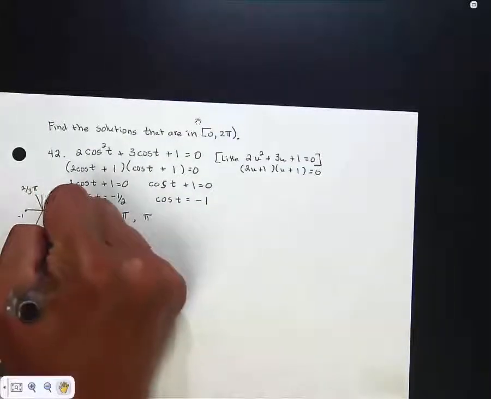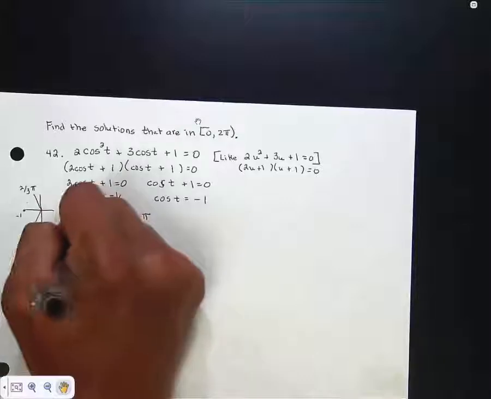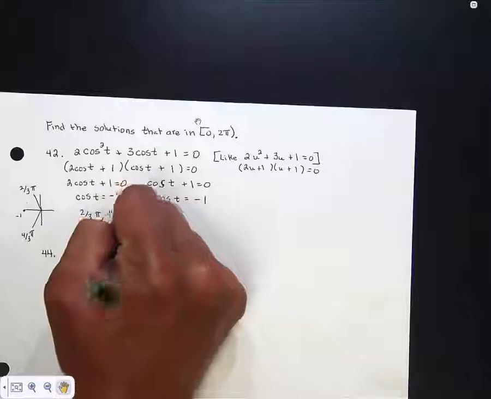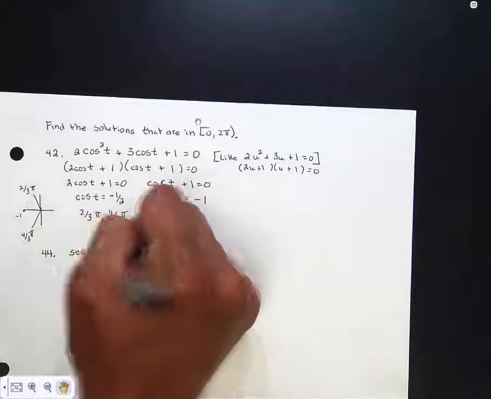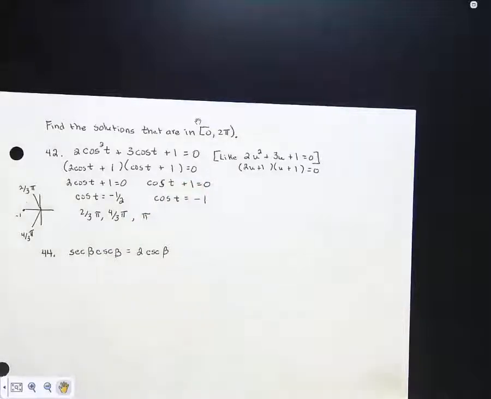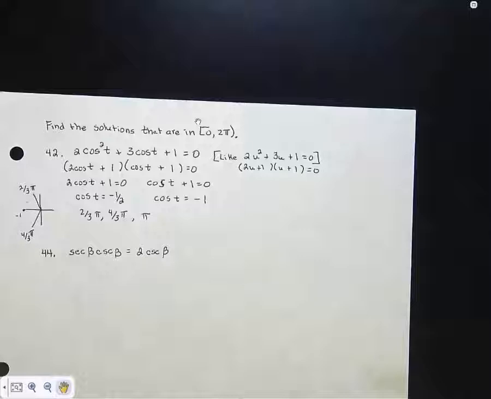All right. Number 44 says secant beta times cosecant beta equals 2 cosecant beta. That's not a quadratic equation because it doesn't have any squares in it.